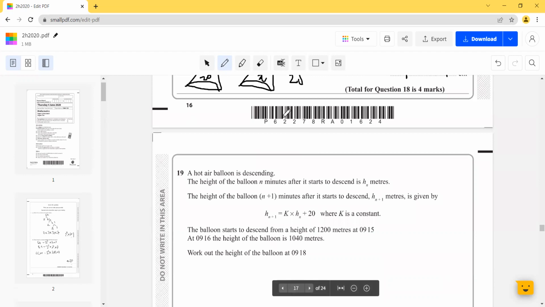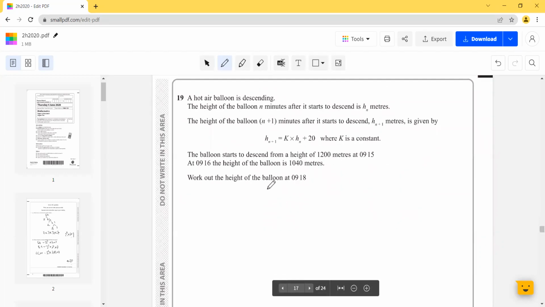Okay, anyway, question 19. A hot air balloon is descending. The height of the balloon n minutes after it starts to descend is hn meters. The height of the balloon n plus 1 minutes after it starts to descend, hn plus 1 meters, is given by hn plus 1 is k times hn plus 20, where k is a constant. Okay, the balloon starts to descend from a height of 1,200 meters at 9:15. At 9:16, the height of the balloon is 1,040 meters. Work out the height of the balloon at 9:18.